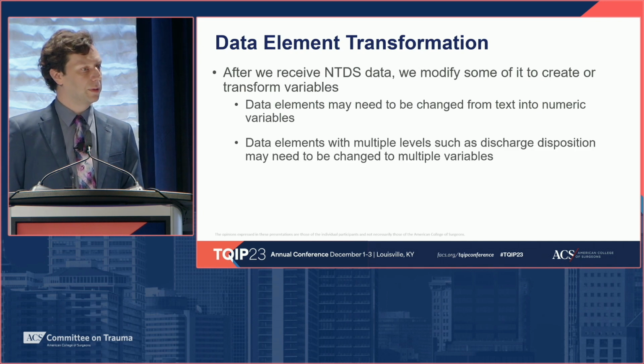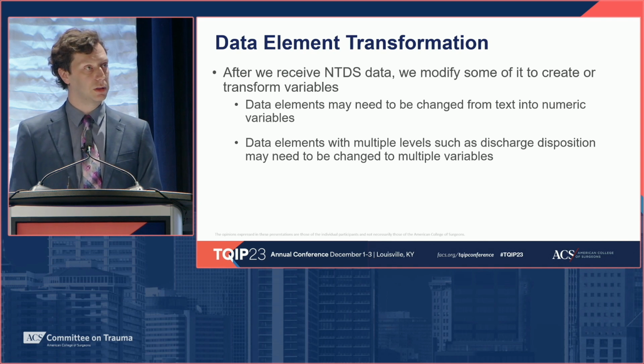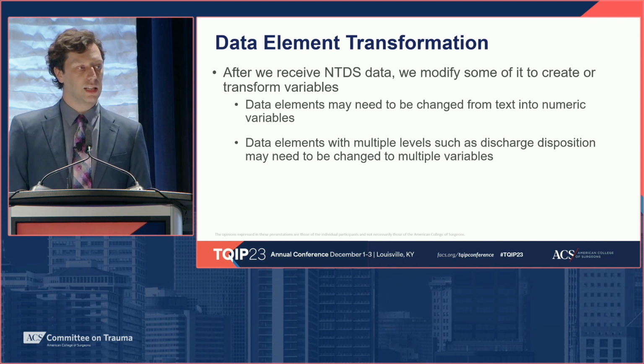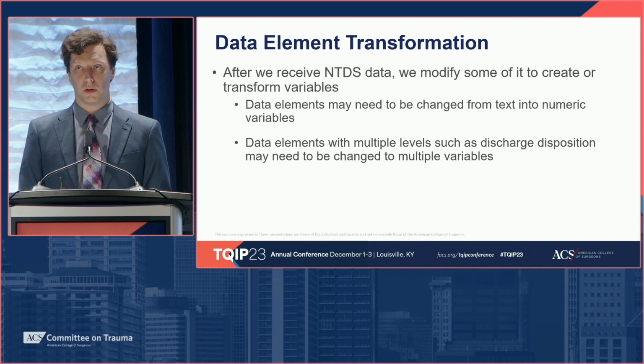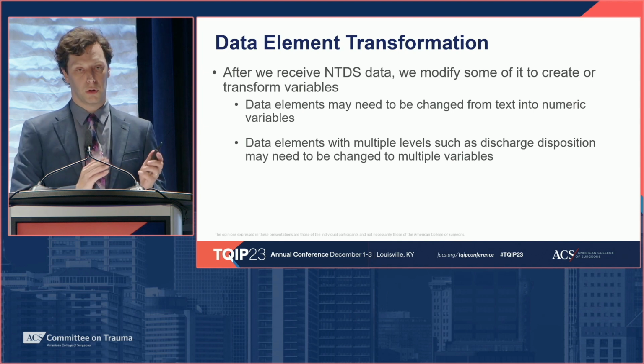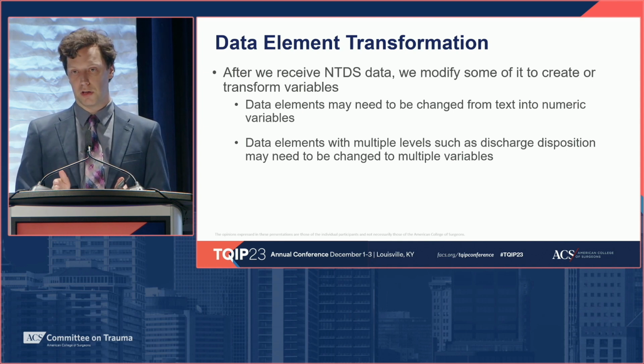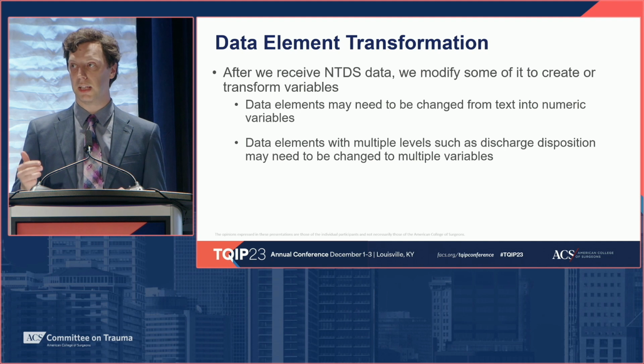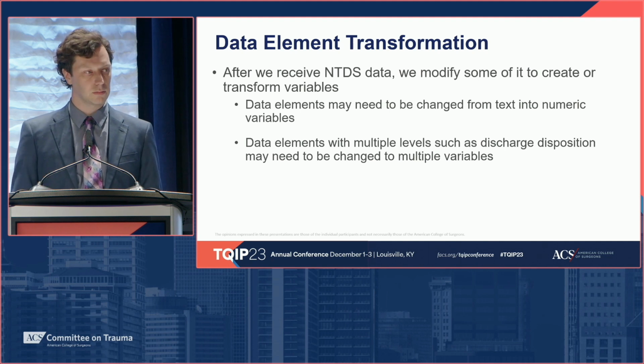Next, data elements with multiple levels, such as discharge disposition, might need to be transformed into multiple variables. In statistics, we call these dummy variables. So instead of having one variable like discharge disposition that has multiple different possible responses, we create one for mortality, one for discharge to home, etc. Each of those being a yes or no variable.